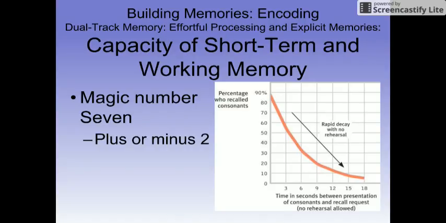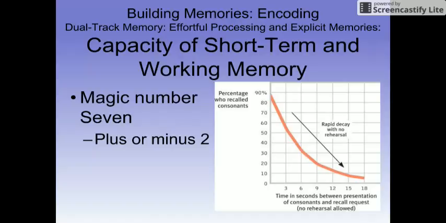So I think I was telling you earlier this week that the capacity in your short-term memory is 5 to 7, 5 to 9 items that are unrelated. So the magic number is 7, and it's plus or minus 2. So it's somewhere between 5 and 9 that you can remember.